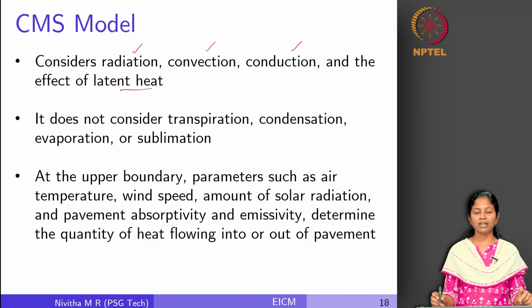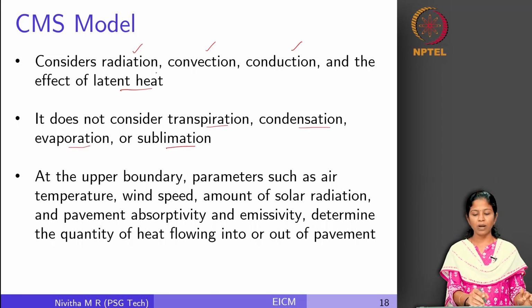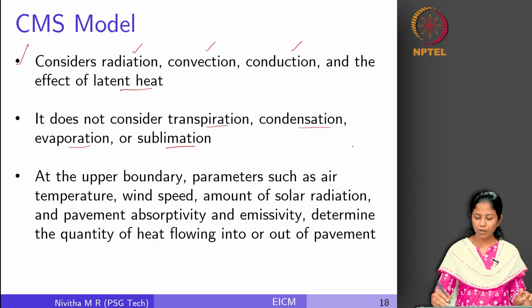In one of the previous lectures we have seen how a pavement system is subject to influence of different environmental parameters, and how radiation, conduction, convection, all these things happen in a pavement. However, this model does not consider the effect of transpiration, condensation, evaporation or sublimation. It only considers these four factors, the factors listed here. So how does it do? It considers a pavement system.